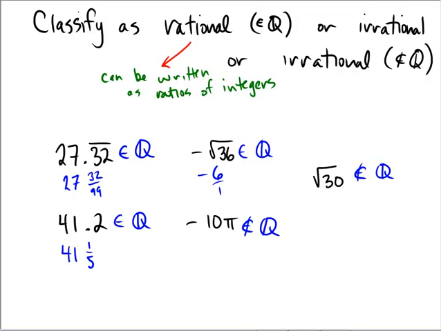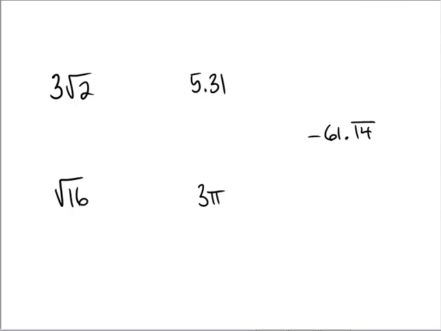Okay, pause the video and see if you can do this set of 5 on your own here. Assuming you paused and took a shot at each one, is it rational or is it irrational? Hopefully on the first one you got that this one is irrational. It is a decimal that never stops, never repeats. So this one is not a rational number.